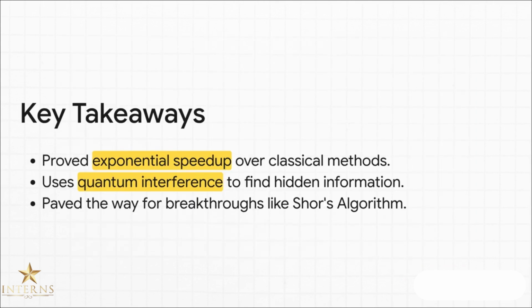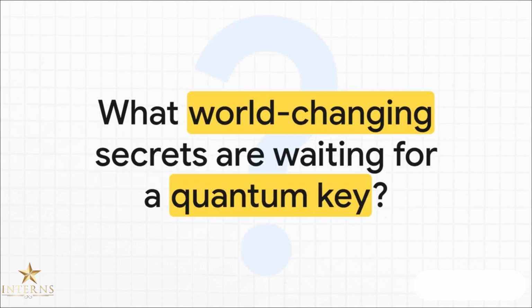So let's just boil it down. Why is this so important? First, it proved that the whole idea of exponential quantum speedup was real. It wasn't just a dream. Second, it was a beautiful demonstration of how you can harness weird quantum effects like interference to pull hidden information out of a system. And finally, the techniques and ideas it introduced directly paved the way for even more famous algorithms, like Shor's algorithm for factoring, the one that has the potential to break most of modern cryptography. At its core, Simon's algorithm is a tool for finding a specific kind of hidden pattern.